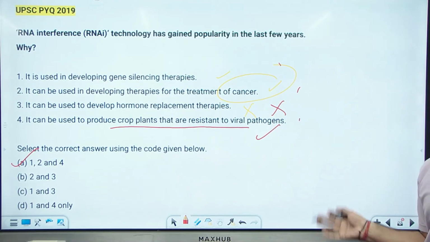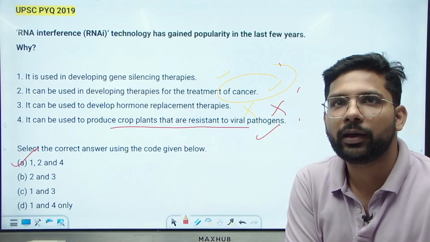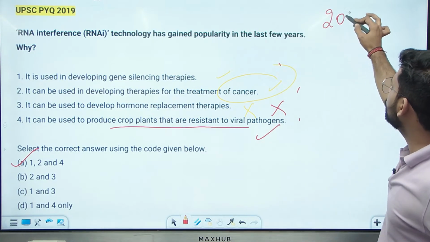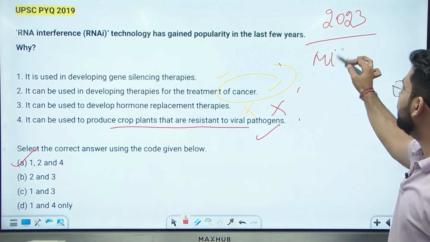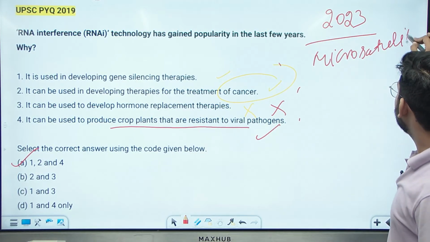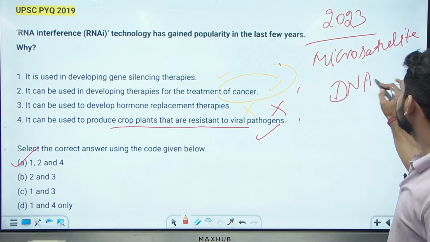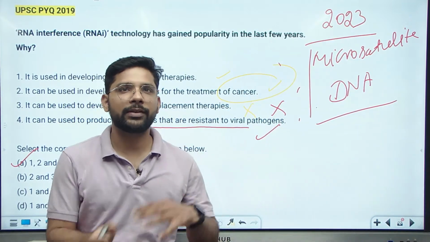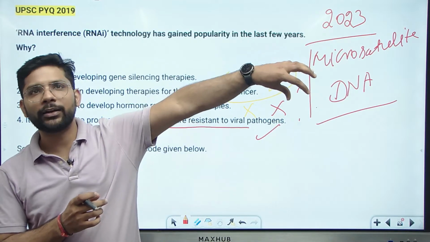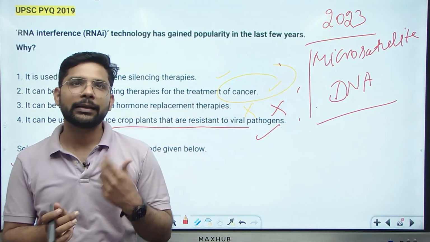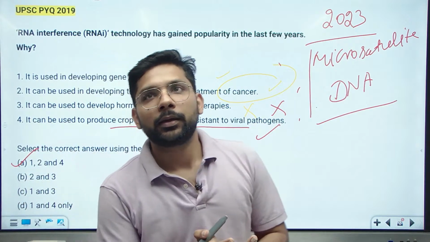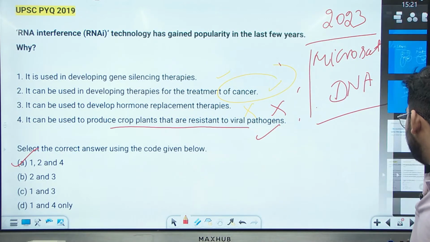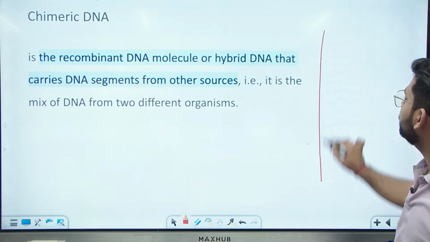So RNA interference technology was linked to cancer and asked specifically in 2019. In 2023, there was a question related to microsatellite DNA. This question was asked. What is microsatellite DNA? That's a kind of, we can also relate to it. This is the DNA which is present in the joint of the chromosomes. It is present between chromosomes. That was the answer for microsatellite DNA. In cancer, there is a kind of DNA known as chimeric DNA. This is known as chimeric DNA.